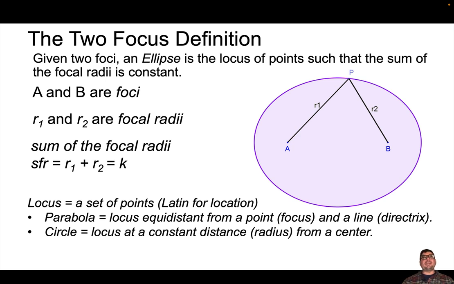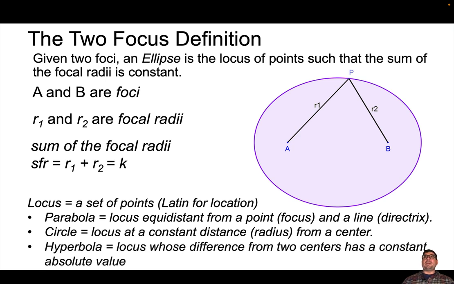So it's kind of like a circle, right? Except with two radii, you put them together and you get a constant. Interestingly, you'll see soon that the hyperbola has a constant as well, but it's when you subtract the radii. So we'll talk more about that. So this is a fact that defines the ellipse.